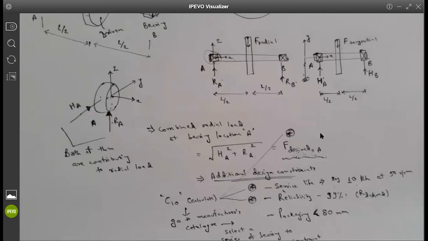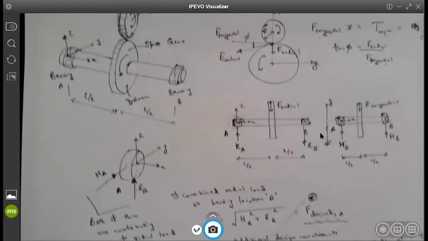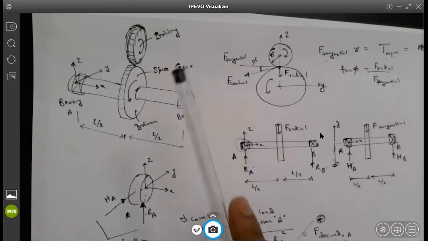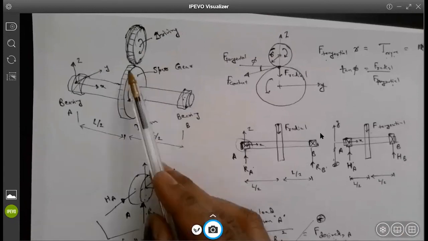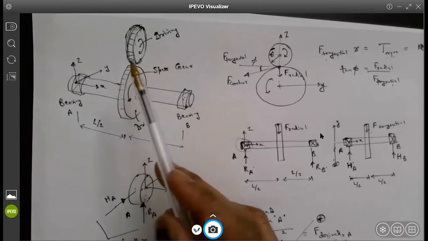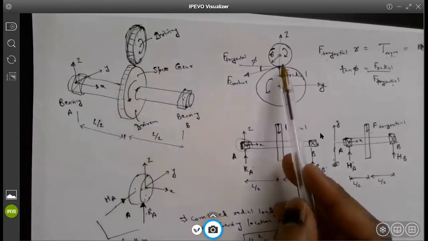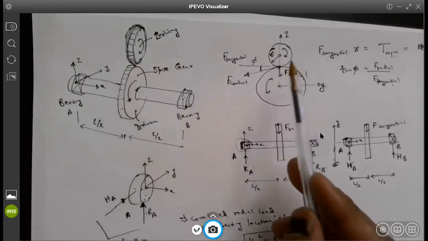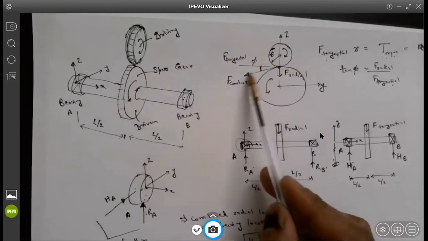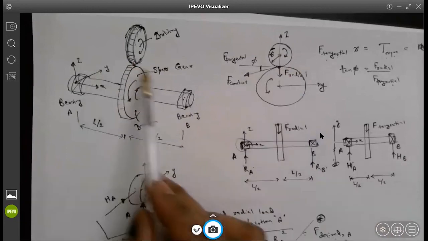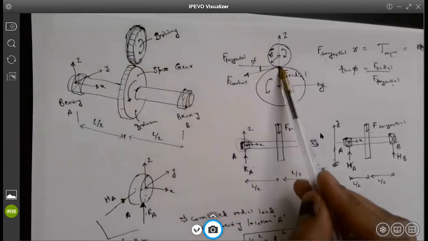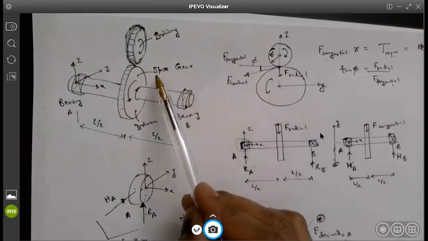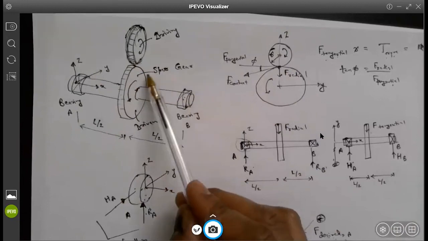So I need to show you the same methodology when it is not spur gears but helical gears. What will happen when you have helical gears? Another thing that will come is axial load, the load in the x direction. For spur gears, you do not have any load in the x direction. You only have load in the radial and tangential directions. Once you have helical gears, then you will have axial load as well.